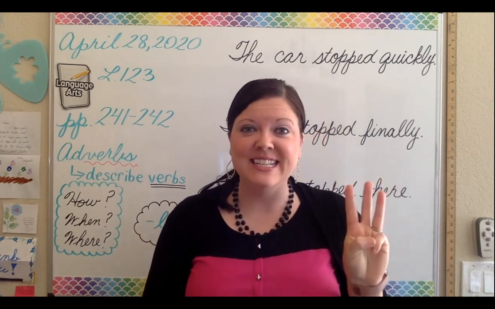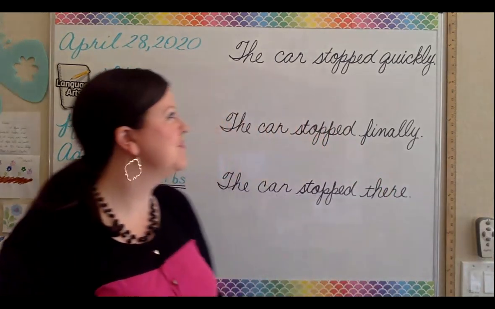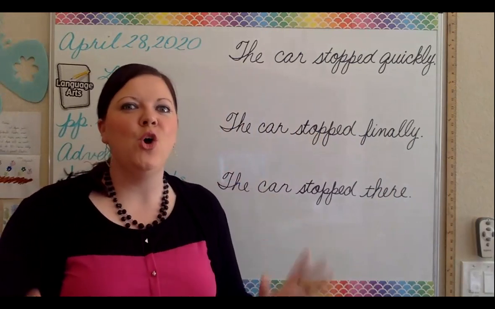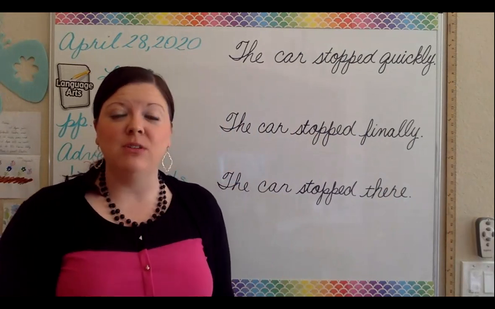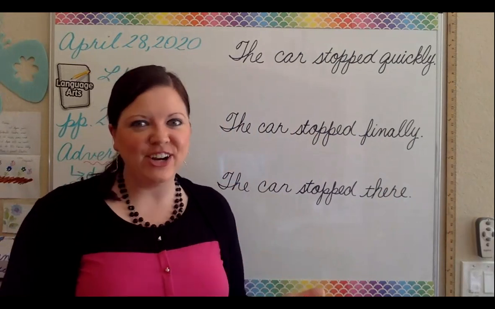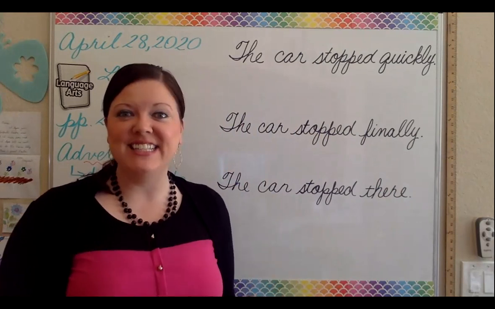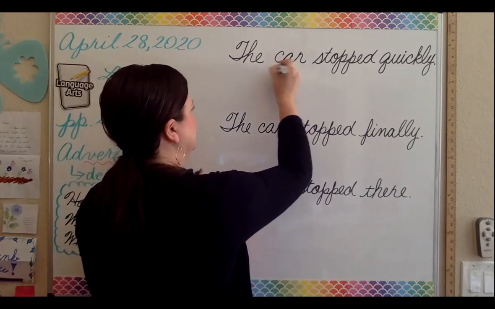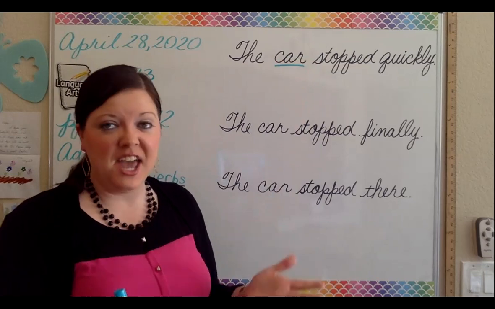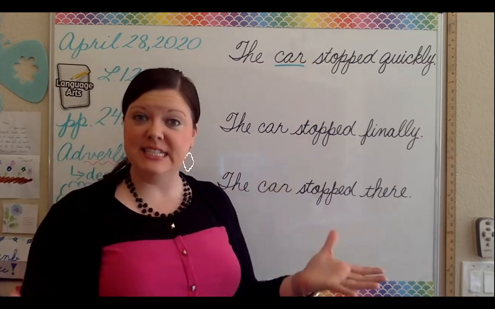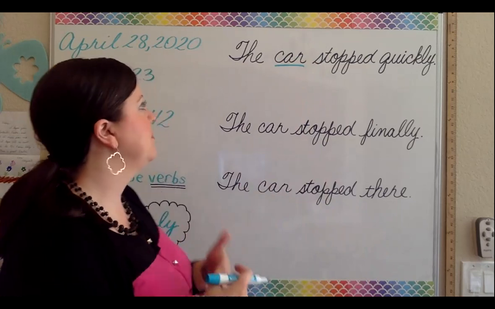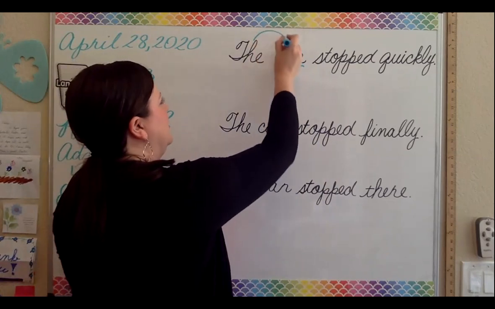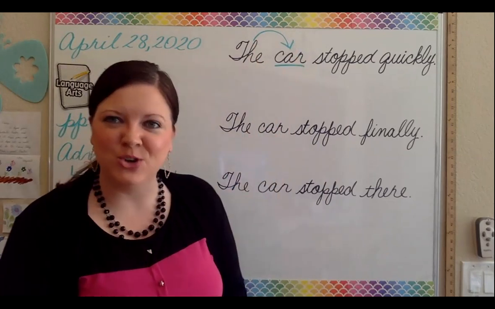I have three sentences up on the board. Let's take a look. The car stopped quickly. Let's go ahead and find the star of the sentence or the subject. Remember, the subject tells us who or what the entire sentence is about. This whole sentence is about what? Car. Some of you might have said the car. Yes, that's true. The car is the complete subject, but the simple subject is car. The, remember from last time, is an article, and articles always are adjectives that describe nouns.